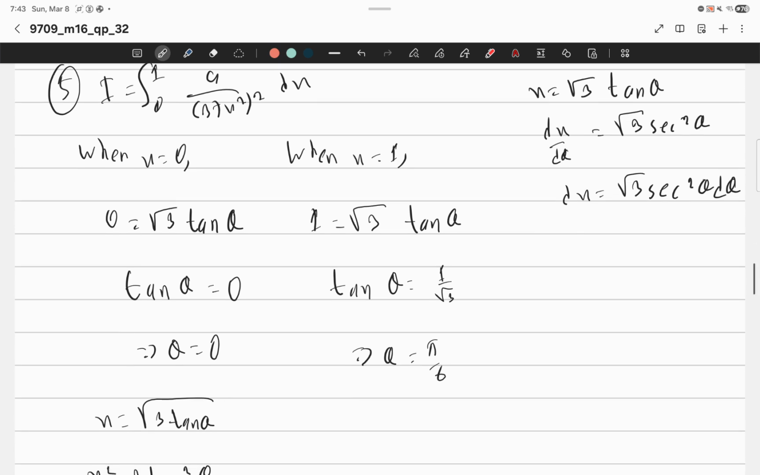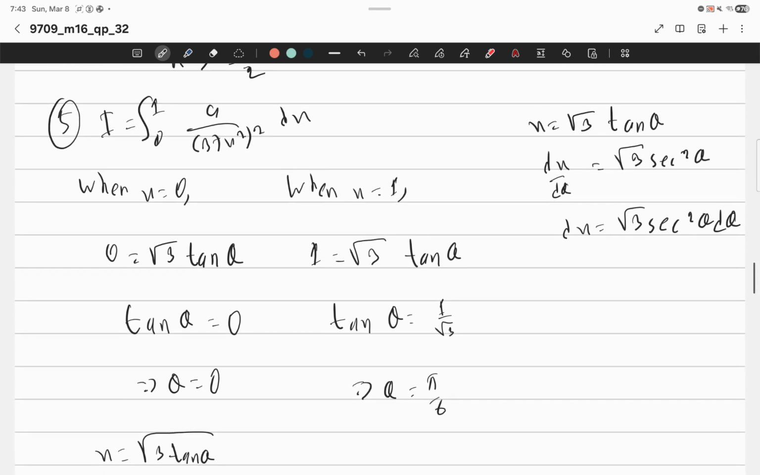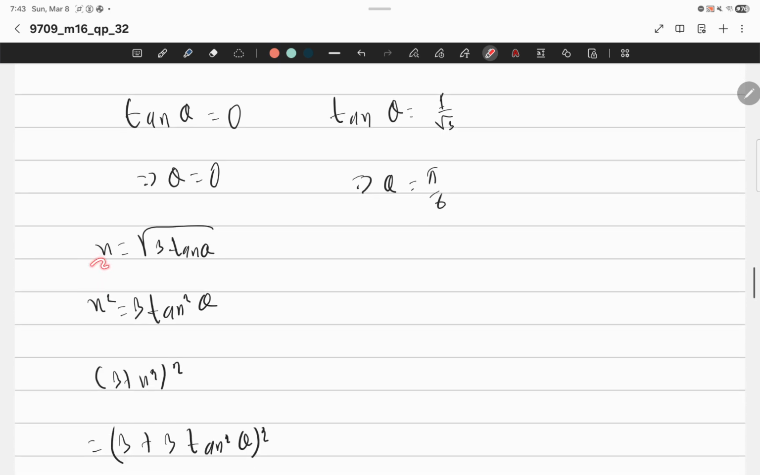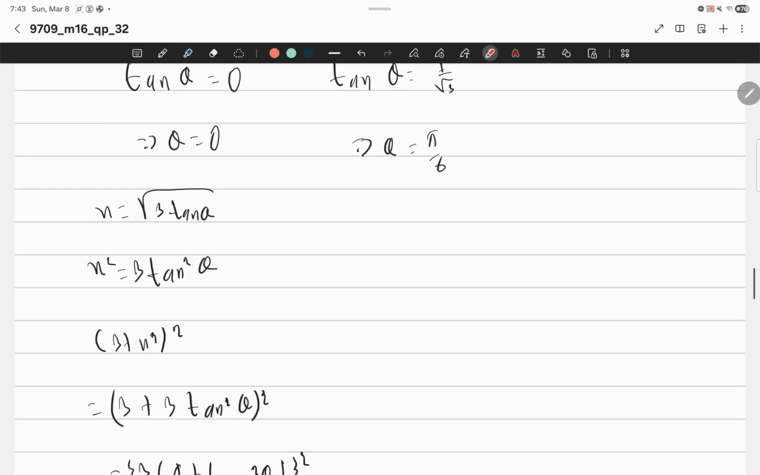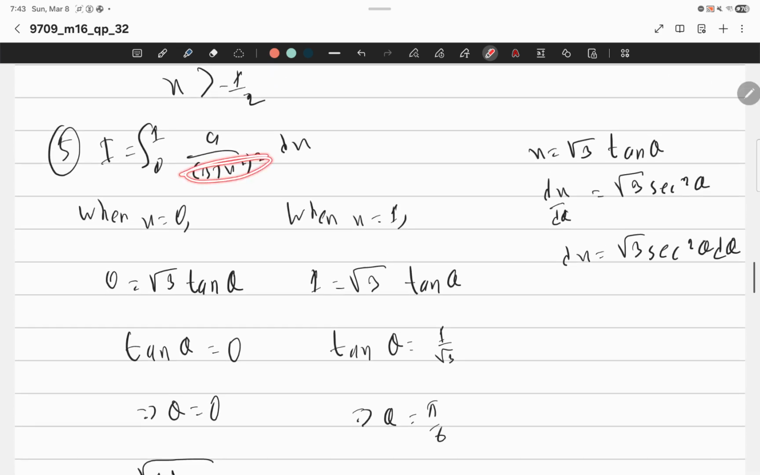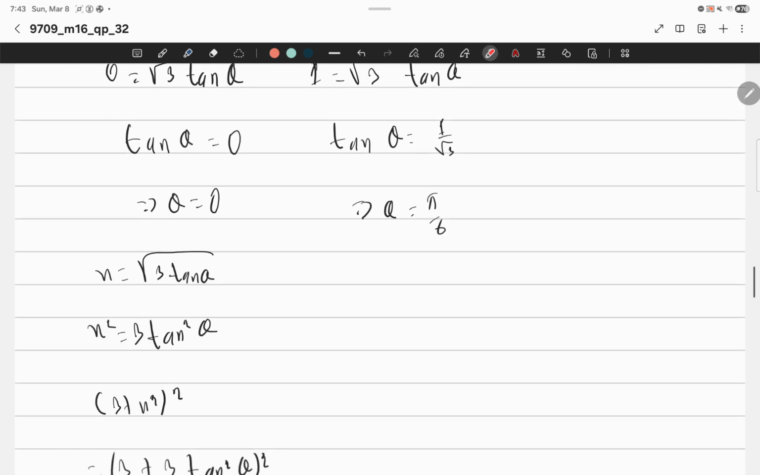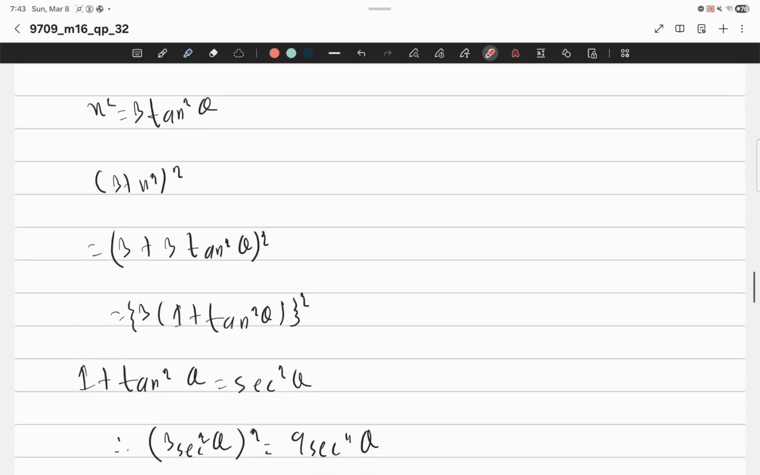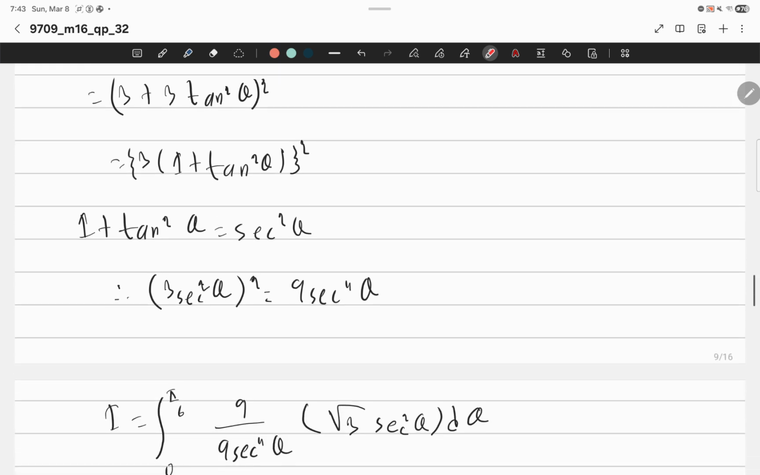I put the limits, got the new limits somehow. Let me just use the lasso. I differentiated x here, and if x is this, x square will be 3 times tan square theta, then I substituted it. So 3 plus x square whole square will be this, and 1 plus tan square theta will be sec square theta.